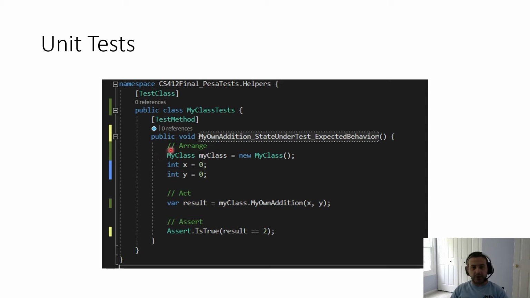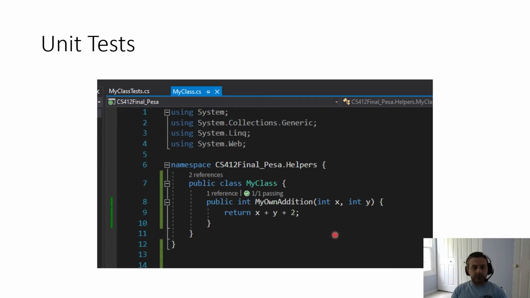You can also see that I have arrange, act, and assert in here. In plain terms, arrange is where you set up your test and get everything ready for the test to actually happen. This could be setting up your classes, your objects, your mocks, etc. And then what act does is it actually does the test and returns a result. Here I'm doing the addition and returning the result to the result variable. And then with the assert, you're asserting that the things that are returned are the way that you expect them to be returned. So here I'm asserting that when I pass in 0 and 0 to myOwnAddition, the result returned is 2, because 0 plus 0 plus 2, which is what myOwnAddition does, returns 2.